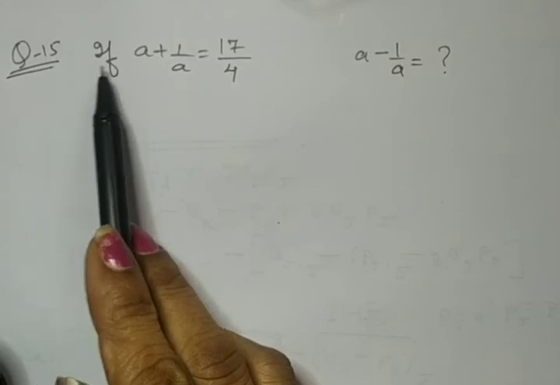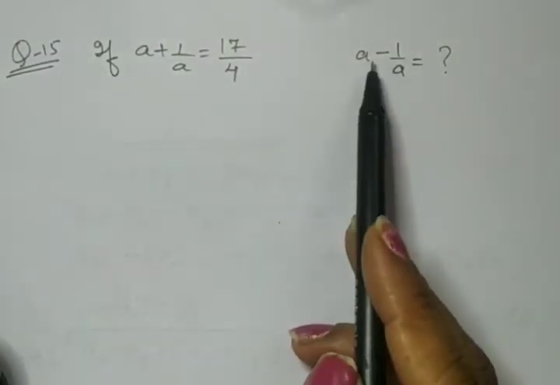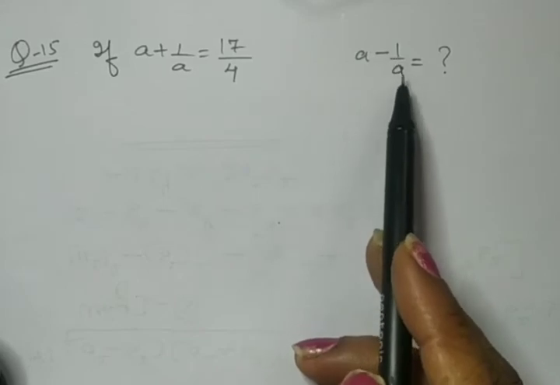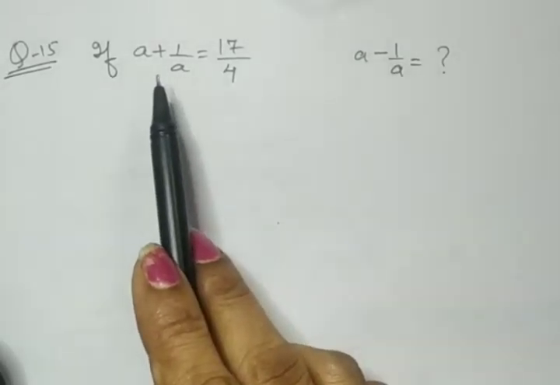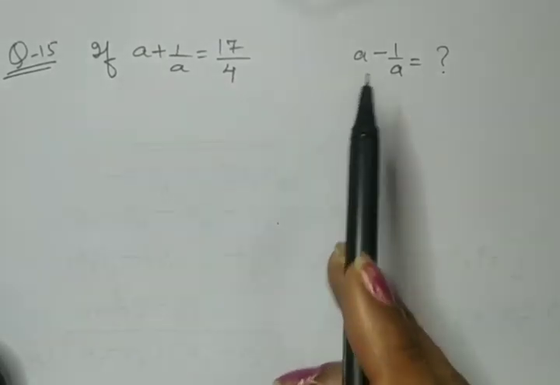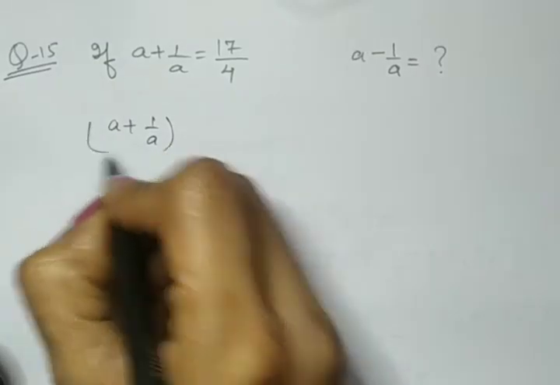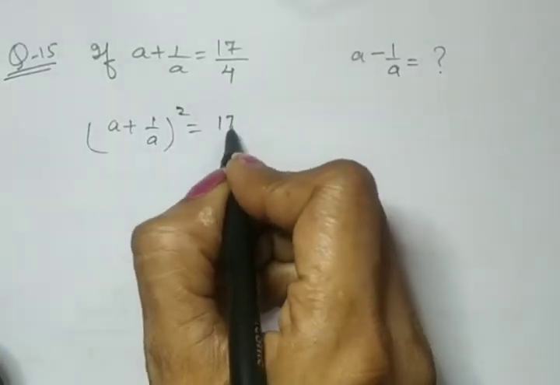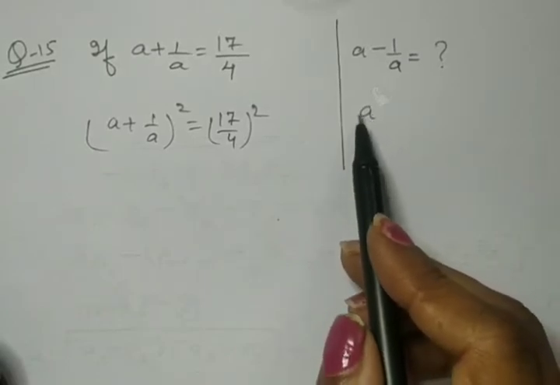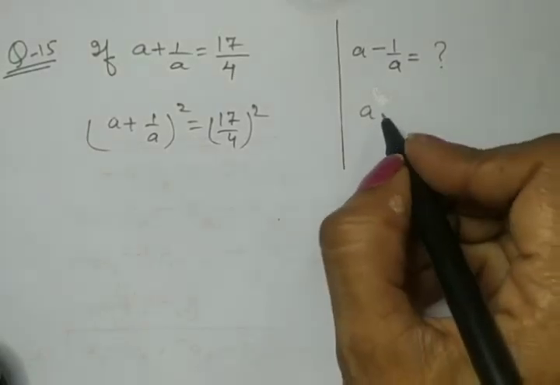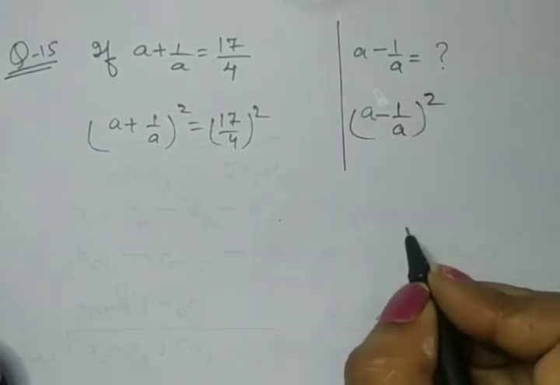Question number 15. If a plus 1 by a is equal to 17 by 4, we have to find the value of a minus 1 by a. For this type of question, square this part as well as this part. So we get a plus 1 by a whole square is equal to 17 by 4 whole square. And here we have to do the square of this part, that is a minus 1 by a whole square.